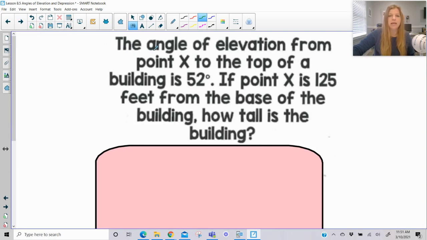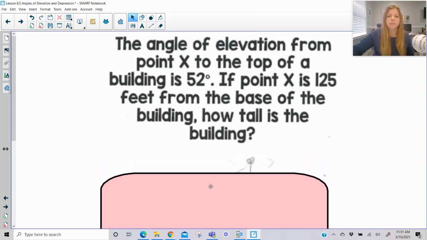So first it says the angle of elevation from point X to the top of a building is 52 degrees. If point X is 125 feet from the base of the building, how tall is the building? So if you want to press pause right now and try to sketch out what you think this may look like, please do. Otherwise, you can always, of course, just follow along with me.